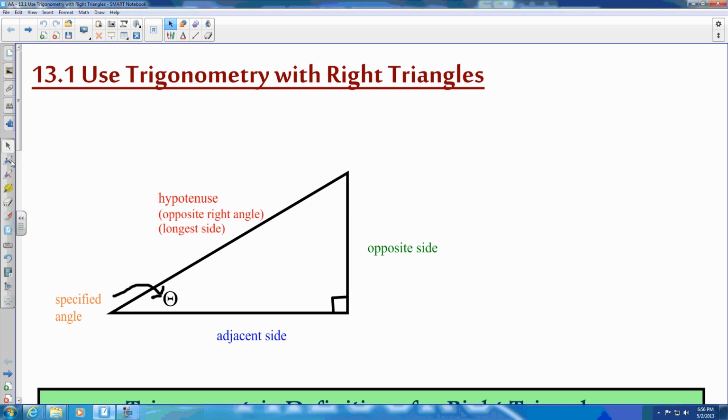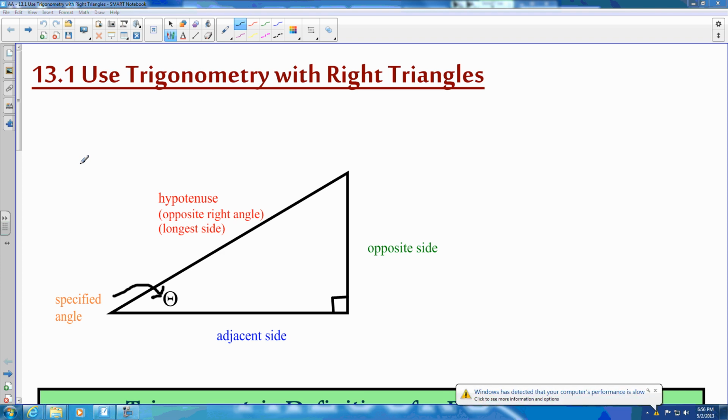All right, so we're in a new chapter, chapter 13, where we get to use trigonometric functions. And section 13.1 is being able to use trigonometry with right triangles.